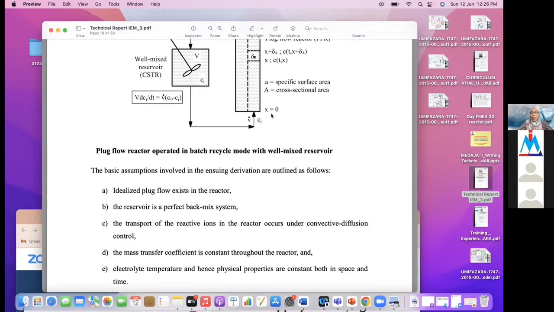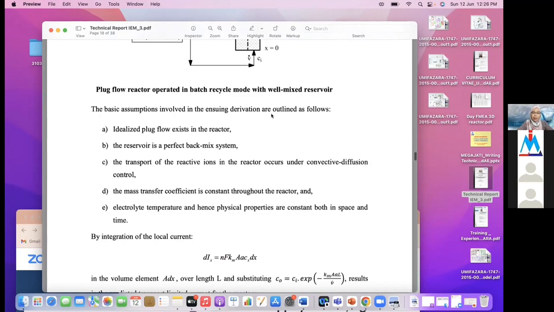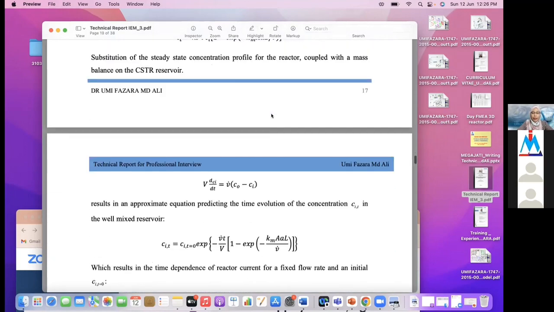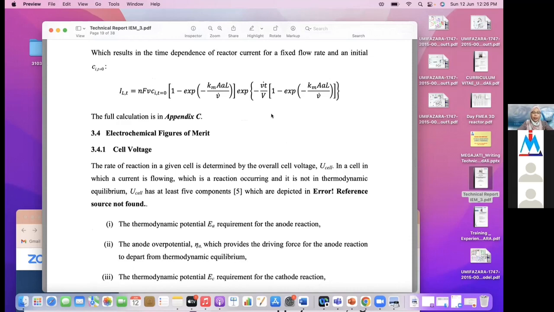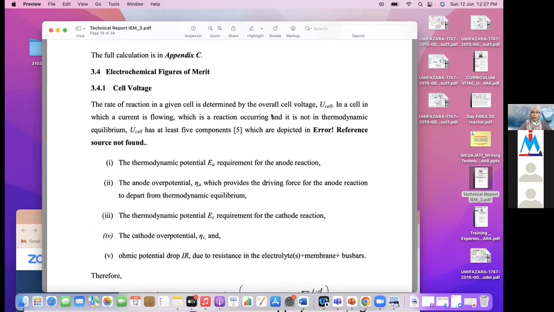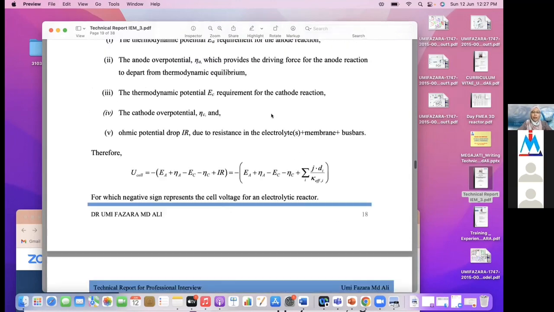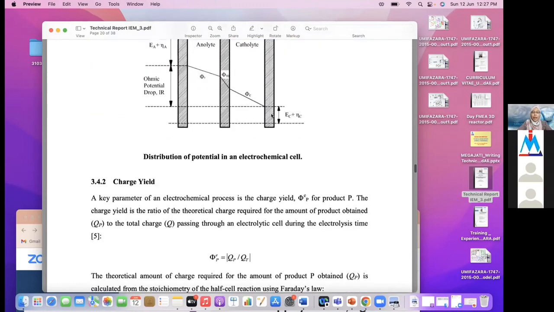Assumptions. Normally in a design project you will have assumptions and justifications. I have that, and because I'm doing an electrochemical reactor, I have electrochemical figures of merit. The panel of assessors are chemical engineers, however some of these terms may not be their bread and butter, so they may not understand. So I put in figures of merit, because these are what I said the objective was to optimize: cell voltage, optimization of cell voltages, and charge yield.